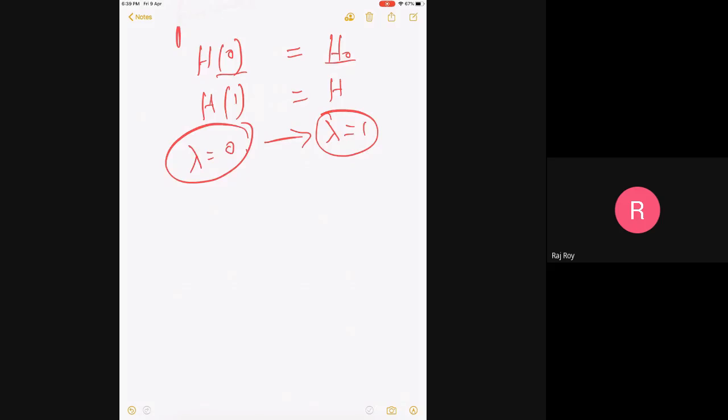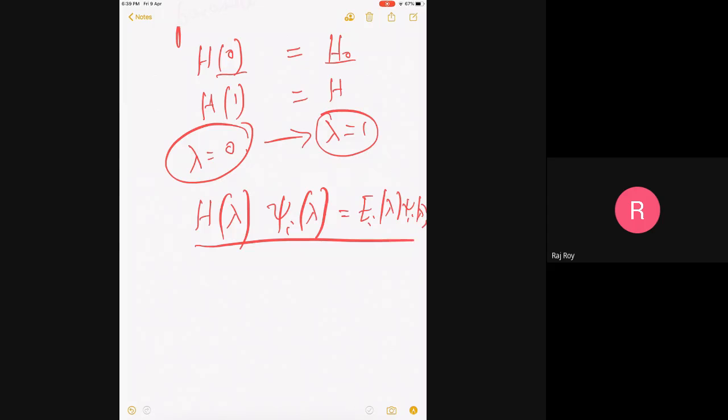We now look at the Schrodinger equation for this imaginary Hamiltonian or fictitious Hamiltonian. So let me write this as H of lambda psi i of lambda equals E i of lambda psi i of lambda. Remember, lambda is a parameter. So now what I have to do is to write the eigenvalue equation of H of lambda, E i of lambda and psi i of lambda also in terms of the parameter. So it's like a function: as lambda changes, H of lambda changes. So of course this should change, this should change, this should change. That is clear.